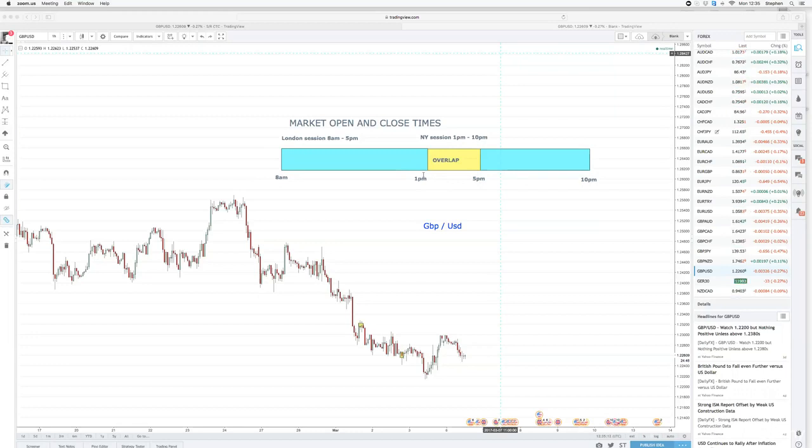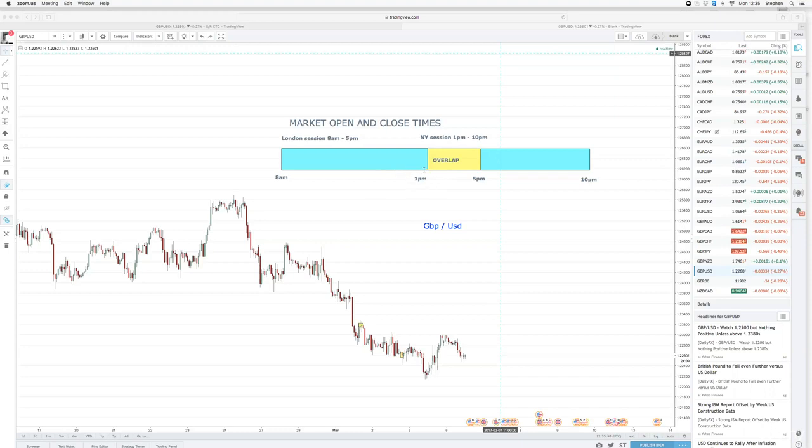So from 1 o'clock all the way to 5 o'clock, you have the overlap session where the London session and the New York session are both running parallel. So what actually happens in this is the British pound has no major resistance up until about 1 o'clock. So from the open till about 1 o'clock, there's not too much fighting back against it other than the European session.